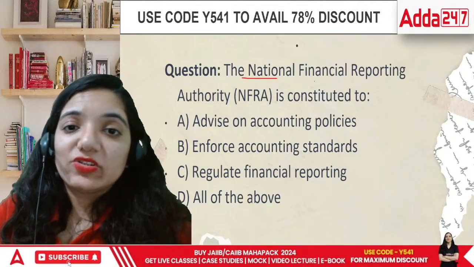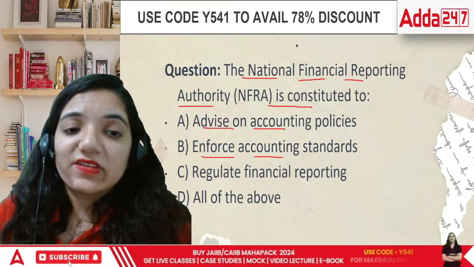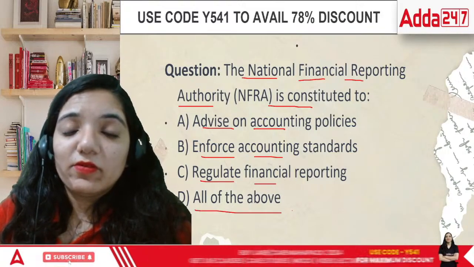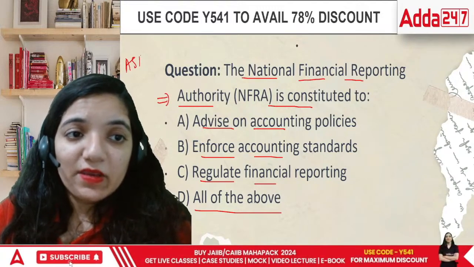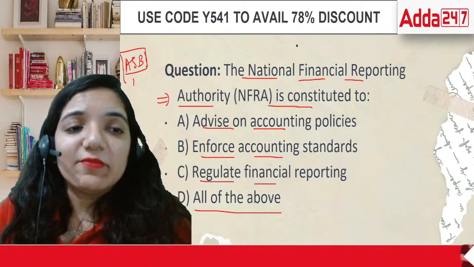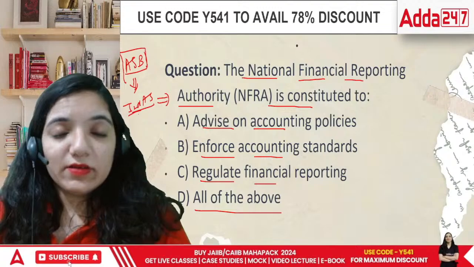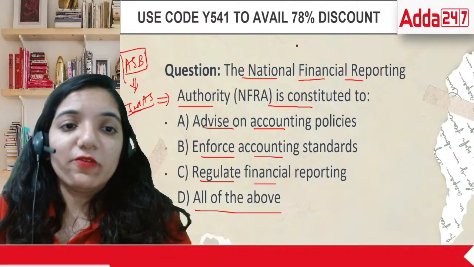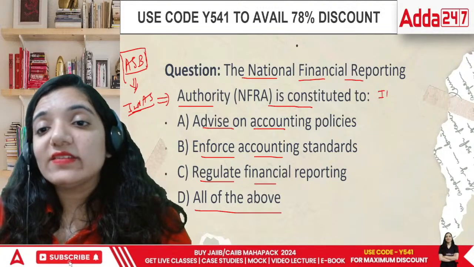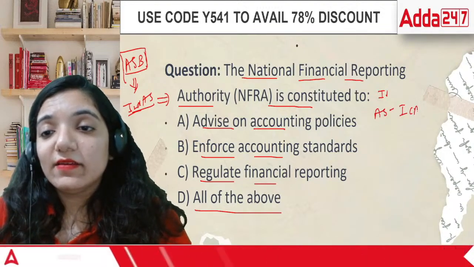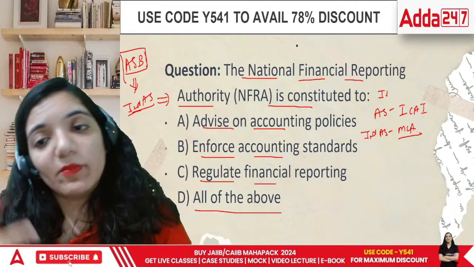Then comes the next point. The National Financial Reporting Authority is constituted to advise on accounting policies, enforce accounting standards, regulate financial reporting, or all of the above. What is NFRA? Before NFRA, there was the Accounting Standards Board, called ASB. ASB used to work on this, and then they said this is the time to introduce Ind AS. Ind AS were introduced with the contribution of NFRA as well. Most important, everyone: Ind AS is not issued by ICAI. AS is issued by ICAI, while Ind AS are issued by MCA, the Ministry of Corporate Affairs, though prepared by ICAI only.